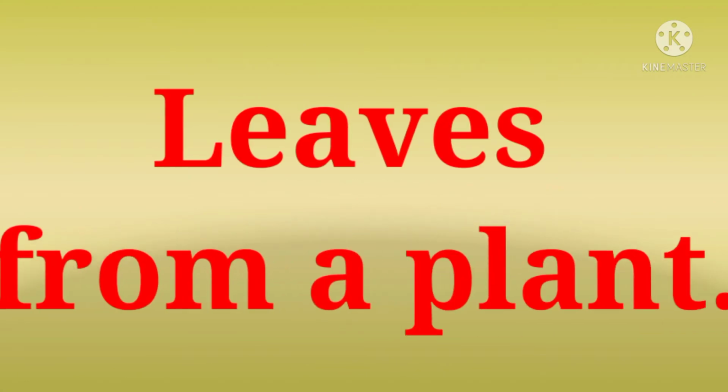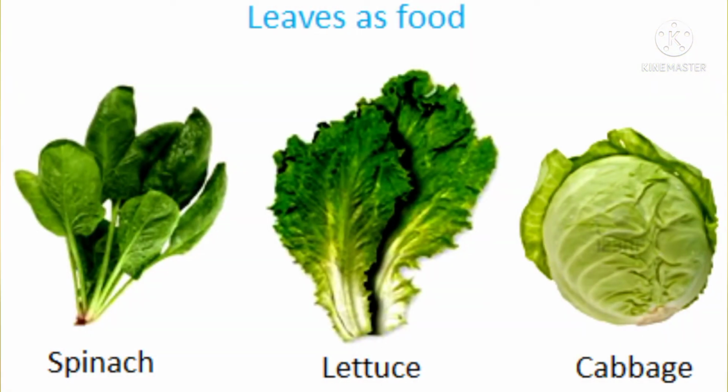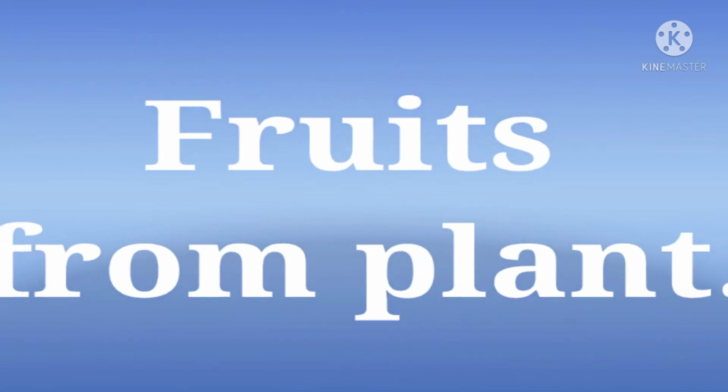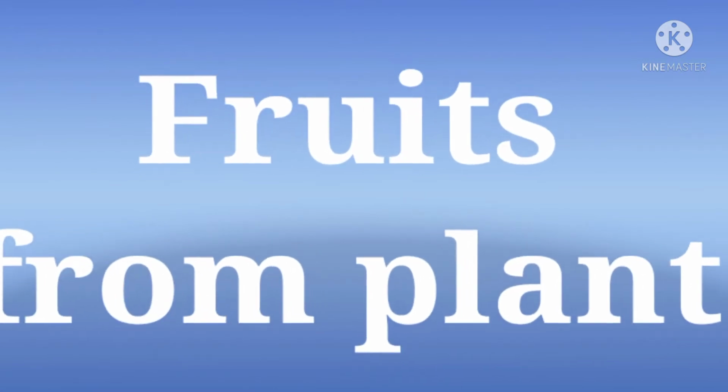Now we'll be taking a look at leaves from a plant. That is the food we get from the leaves of a plant. Example here we have spinach, lettuce, and cabbage. Now let me ask you, which of these leaves do you eat raw? That will be your cabbage. Beautiful.